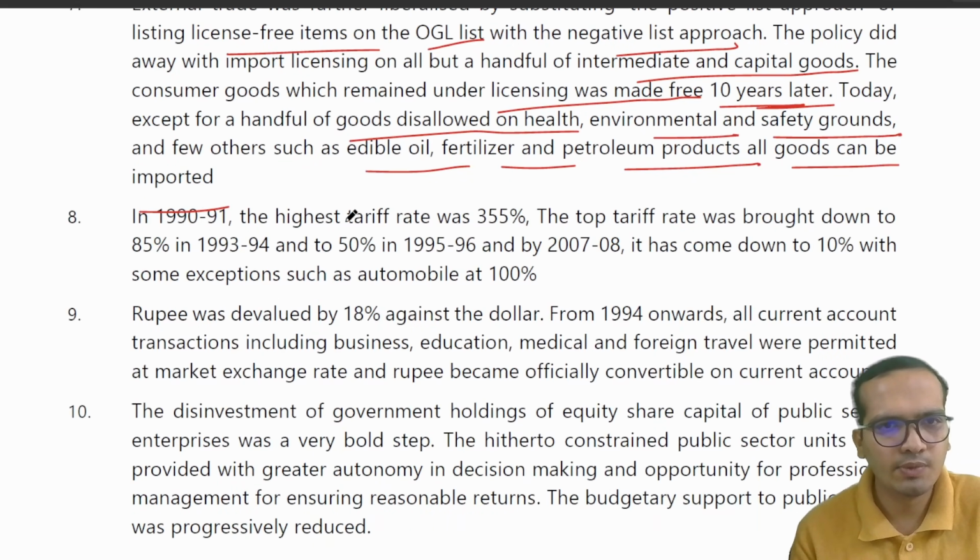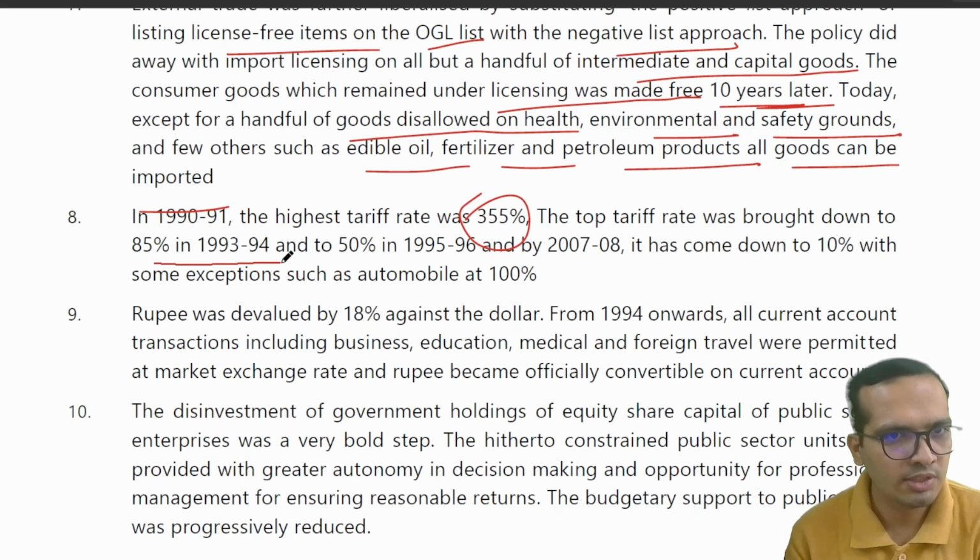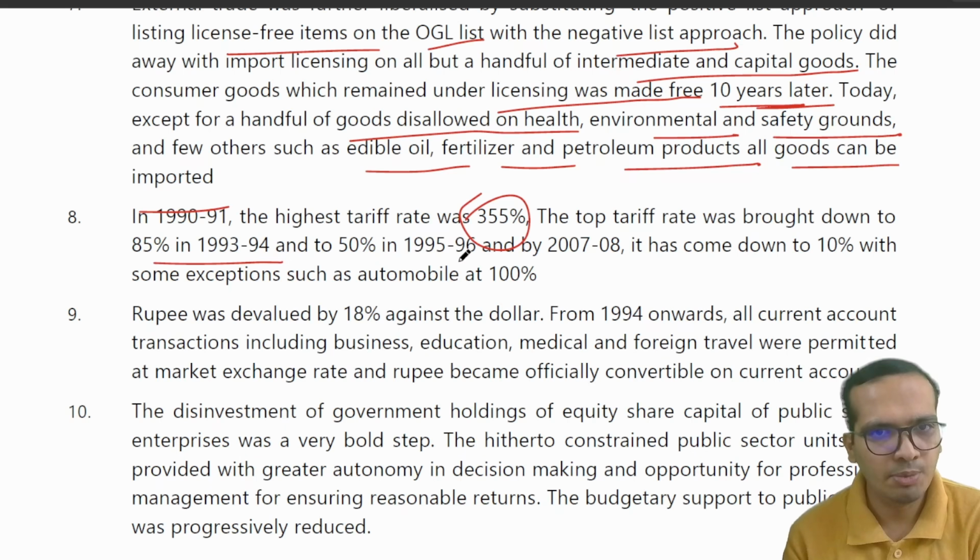In 1990-91, the highest tariff rate was 355%. The top tariff rate was brought down to 85% in 93-94 and 50% in 95-96, and by 2007-8 it came down to 10% with some exceptions such as automobiles at 100%.